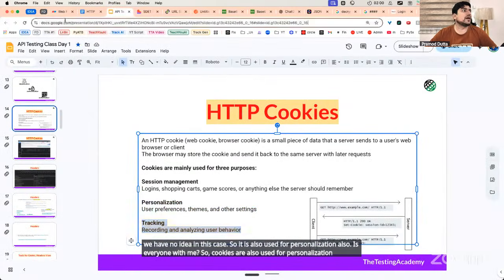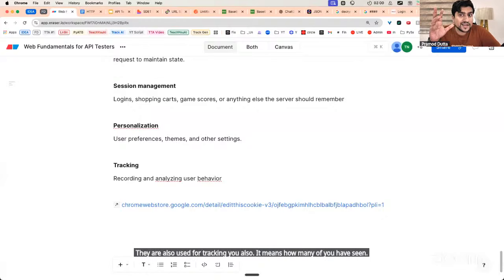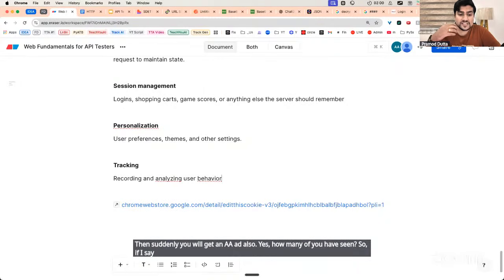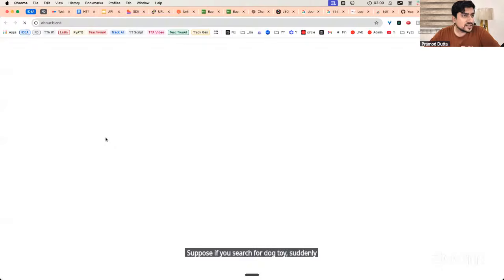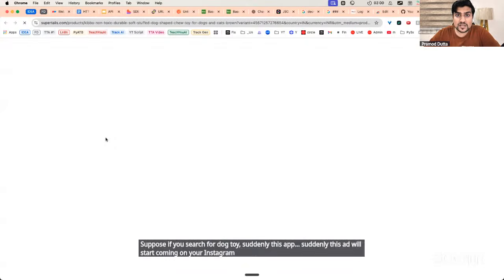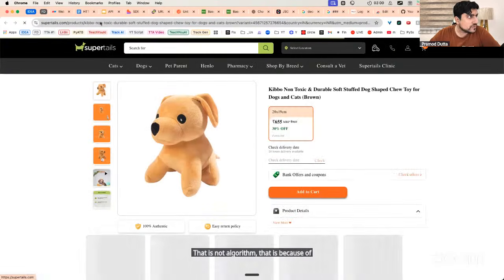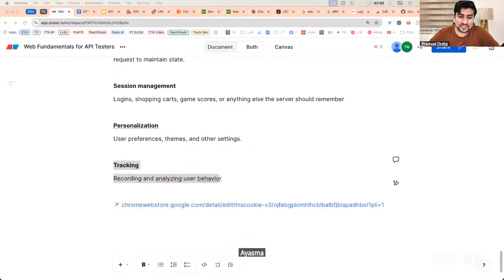And one more thing, they are also used for tracking you. How many of you have seen that if you have looked at something on a website, suppose on Instagram, then suddenly you get an ad? Suppose you search for a dog toy, suddenly this ad will start coming on your Instagram, in your TikTok, everywhere. That is not the algorithm, that is because they are tracking you via cookies. Yes or no? How many of you understood? Give me yes in the chat, sir. Did you understand?